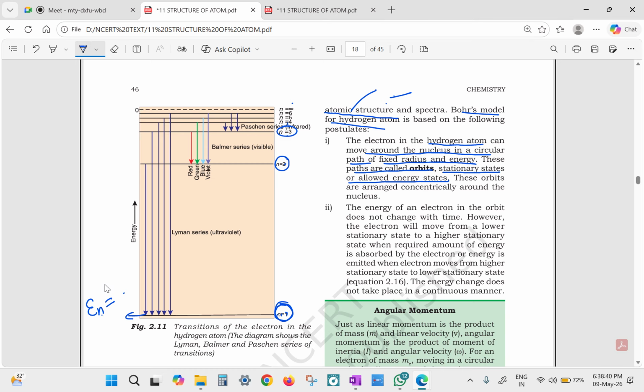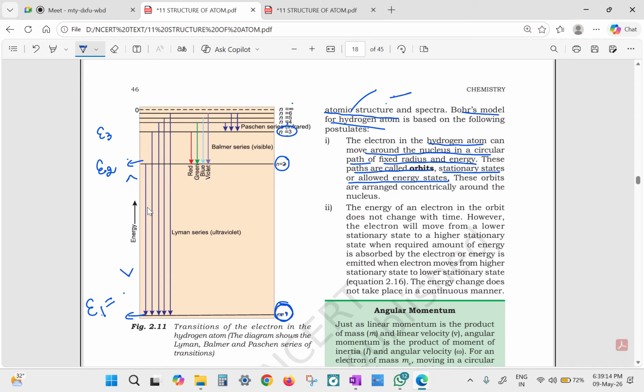So either the electron will have an energy of minus 2.18 into 10 to the power minus 18 by 1 square, or minus 2.18 into 10 to the power minus 18 by 2 square. Either the electron has energy E1, or next to that E2, next to that E3, and so on. So an electron can possess only certain allowed energy values. In between E1 and E2 there are infinite values, but none of them are allowed in atoms. Is it clear?